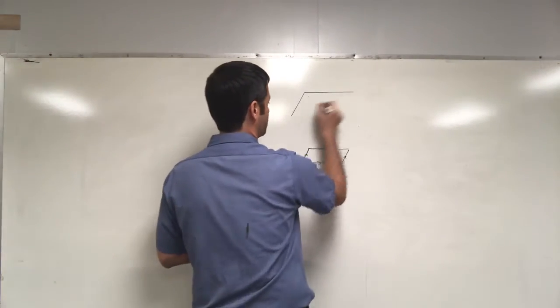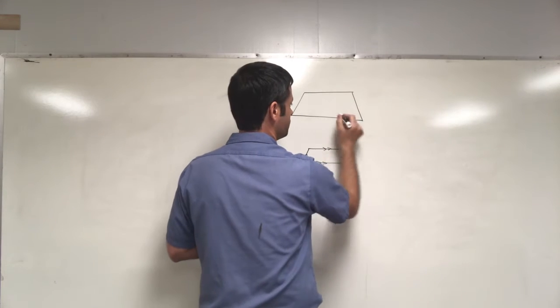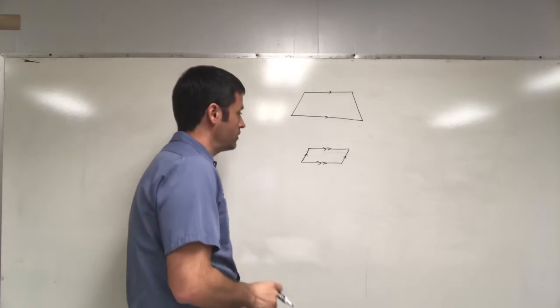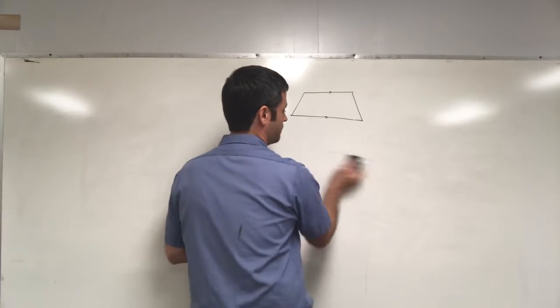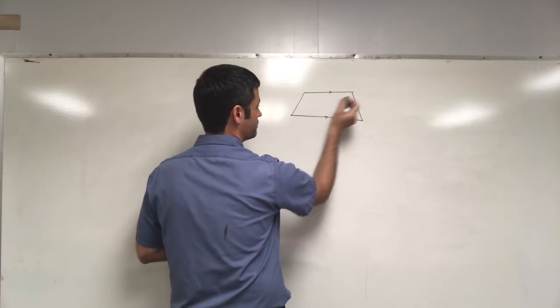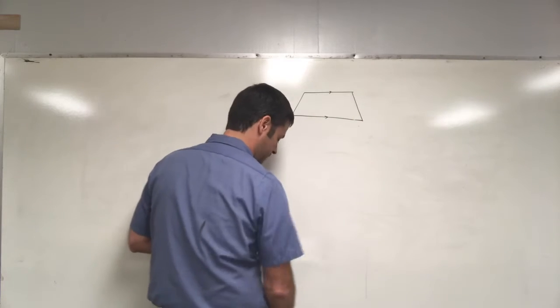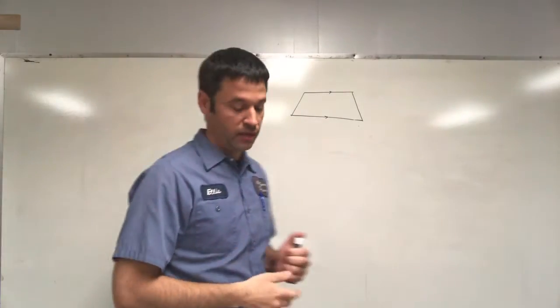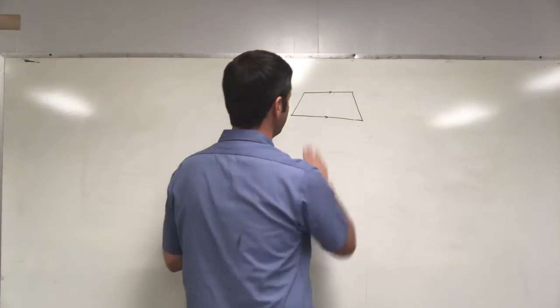The way we often draw it is like this. One pair of parallel sides. So not a parallelogram, only one pair of parallel sides. This side is parallel to this side. This side is not parallel to this side. Obviously you can see that by looking at the drawing, but you could draw it otherwise, and if I say it's a trapezoid, you know one side is parallel to the other.